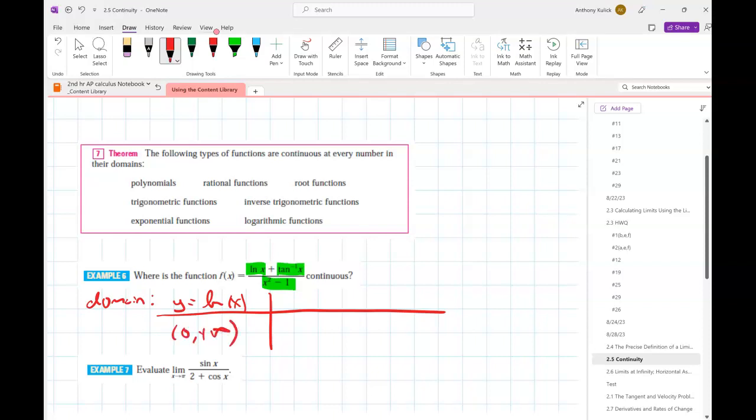Well, you can't take 0 either. So yes, that's 0, comma, positive infinity.